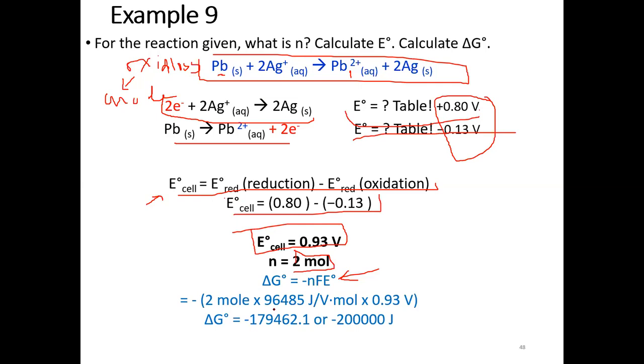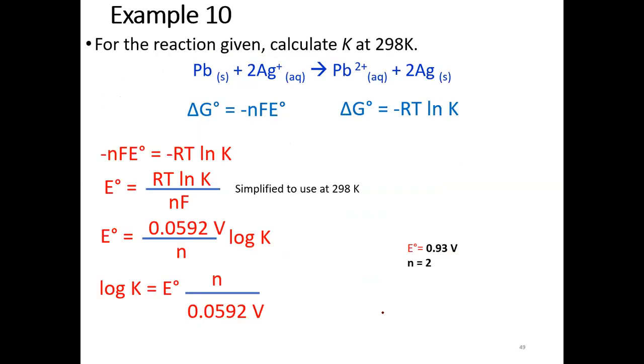The Faraday constant will be provided to you. The 2 moles are what you have decided through the balanced chemical equation. If the equation is not balanced, then you already know how to balance the redox reaction and then proceed for these kinds of questions, and then this is your E cell. Altogether, you have been successful in calculating the delta G at the standard conditions, and that turns out to be this number. So for the reaction given, calculate the K at 298 Kelvin.